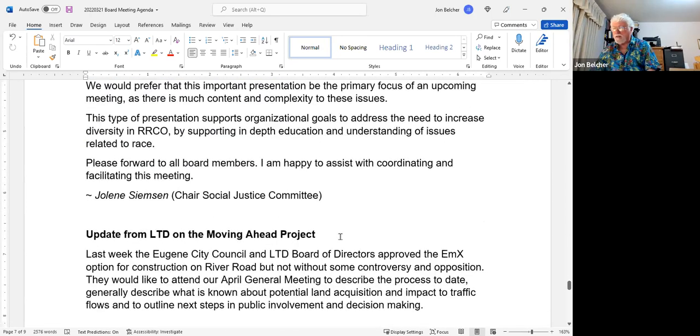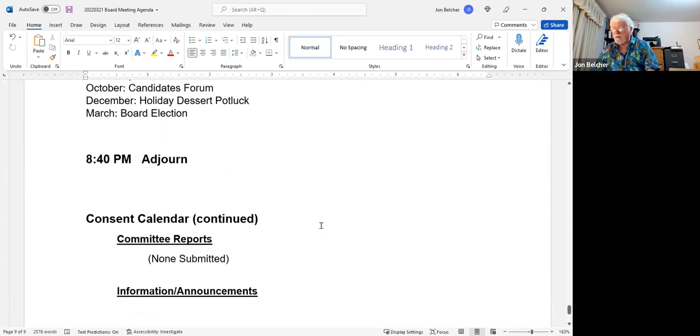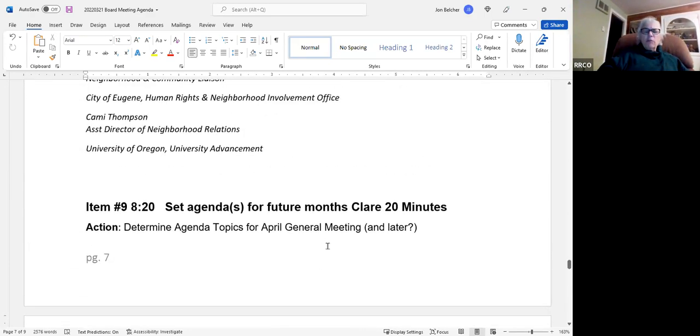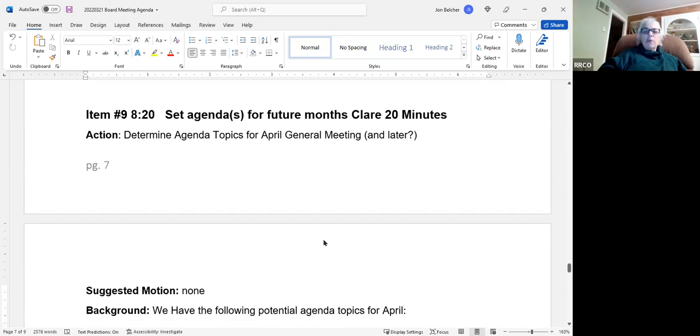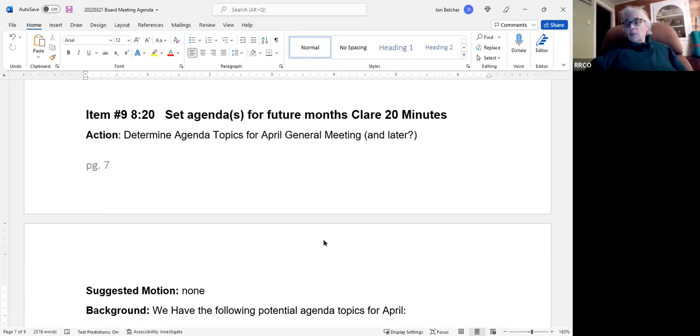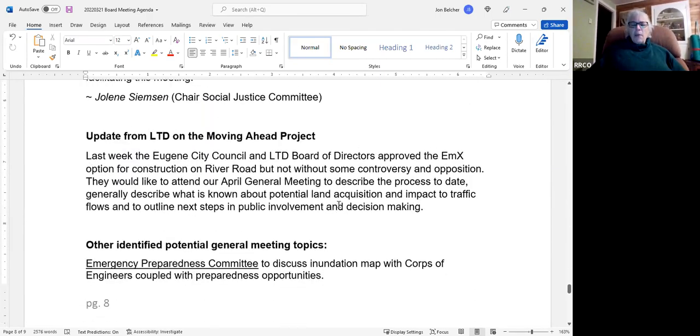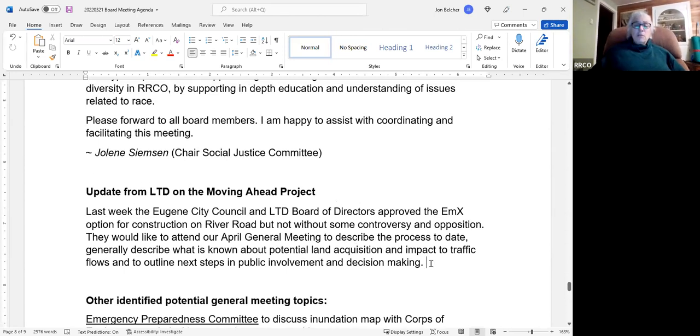Claire, you have the agenda setting task, which is really our last thing for the evening. There are two upcoming items for the general meeting that I think we can do both in the April meeting. The Social Justice Committee has been talking with Micah Contreras about new policies from 4J to address racial harassment in the school. We have had issues around that specifically at North High School. So she's willing to come to our meeting and talk about both the situation at North High School and the policies to address it. We would like to see that happening.